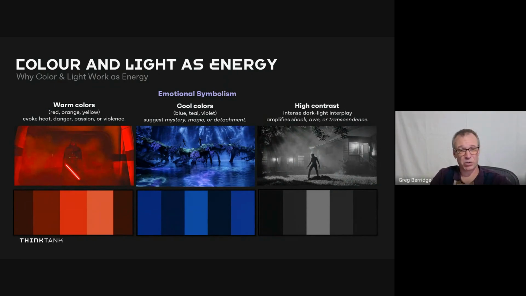Simple color theory 101: warm colors, cool colors versus high contrast. Your warms are your reds, oranges, and yellows, and cools are blues, teals, and violets. Then we can use some high contrast in here to help out the scenarios. In that Incredibles one we just looked at, there was quite a bit of high contrast employed.